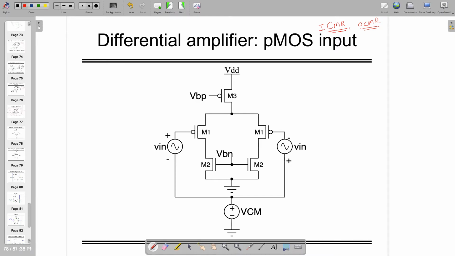By the way, input common mode range and output common mode range are measured at input and output respectively. The role of input and output common mode range is to make sure that the required common mode value is set so that all the required transistors are in saturation, so that we can use it as an amplifier. So this is our role, to do all these things.